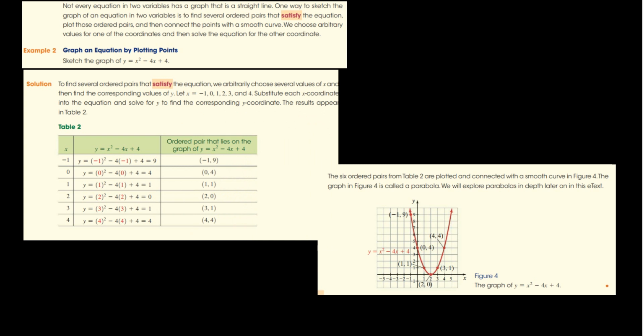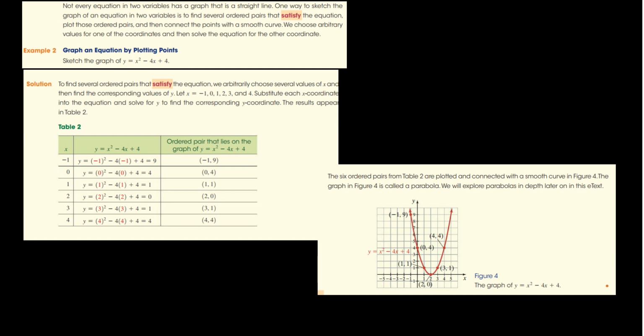Okay, so going back to that paragraph I started reading, to find several ordered pairs that satisfy the equation. We need to sketch the graph of an equation, so we need to plot these ordered pairs and then connect the points with a smooth curve. Okay? So the last thing was we choose arbitrary values for one of the coordinates. The arbitrary values here are what we're using. These are the arbitrary values that correspond with that particular part of the sentence. And then solve the equation for the other coordinate. And the other coordinate will be these second numbers here. I'm just trying to show the flow of what the paragraph said and what we're doing.